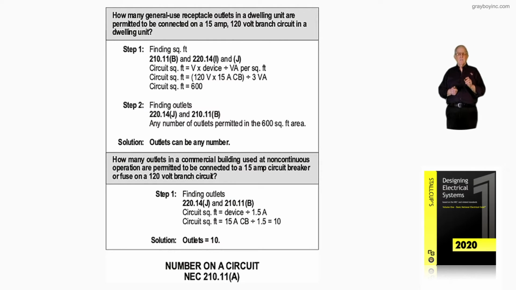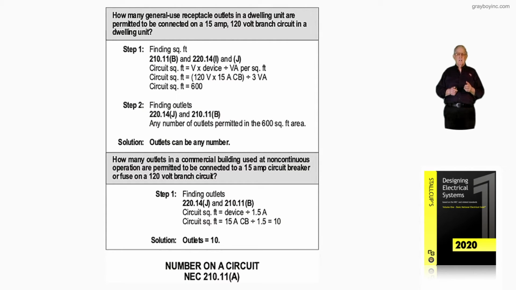Step one, finding the square foot. 210.11(B) is involved, and then using 220.14(L) and (J), we could find the square footage by taking 120 volts times a 15 amp circuit breaker on number 14 wire and dividing it by 3 VA listed in 220.14(J), and you'd come up with 600 square foot.